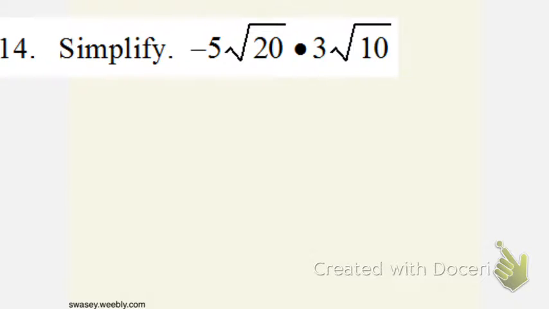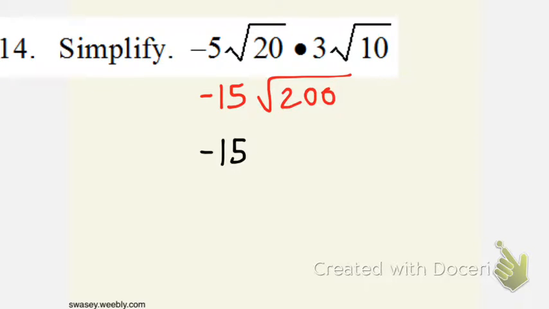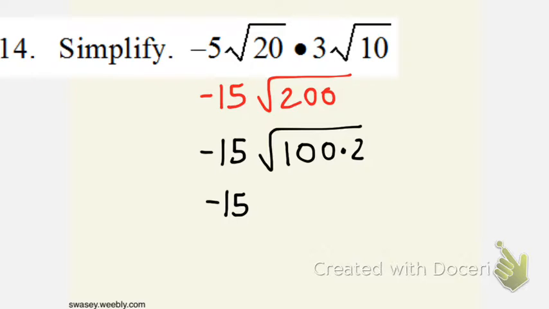We want to simplify this. Multiply the numbers in front of the square roots. Negative 5 times 3 is negative 15. And then square root of 20 times square root of 10 is square root of 200. For the square root of 200, we're looking for any perfect square factors. And so we can rewrite that as 100 times 2. Square root of 100 is 10. Negative 15 times 10 is negative 150. So we have negative 150 square root 2.